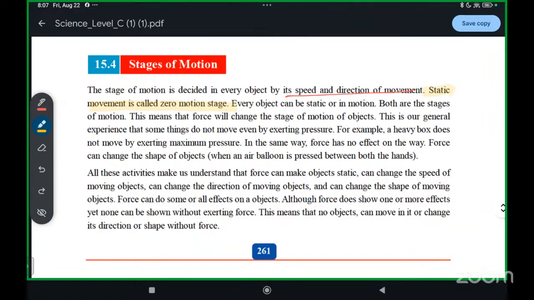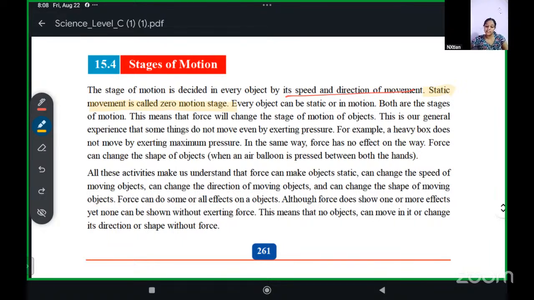Force can also change the shape of objects, like when we press a balloon between our hands. It flattens. And if a box is very heavy, we are exerting pressure, but it's not moving. So some things do not move even when we are exerting pressure, because the weight of the thing is more than the pressure that we are exerting. That time the thing will not move.